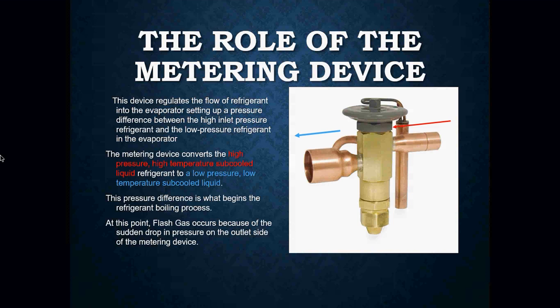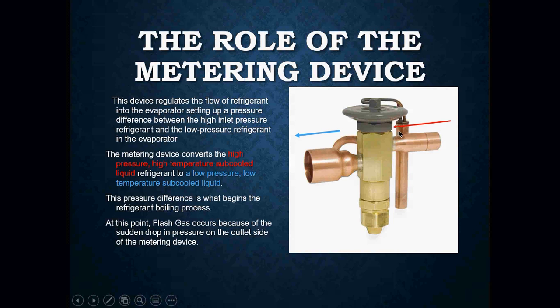When I think about the metering device, I like to think of it like a traffic cop. It's only going to allow so much refrigerant through. And when that happens, I create a pressure difference. That pressure difference is going to cause a flash gas. It's going to cause that refrigerant to drop in temperature, because remember, temperature and pressure coincide with each other. It regulates, so as it's regulating, it's going to drop the pressure on my outlet side.